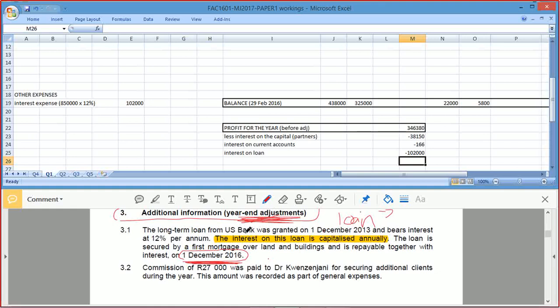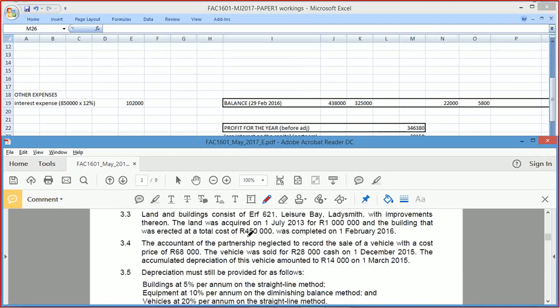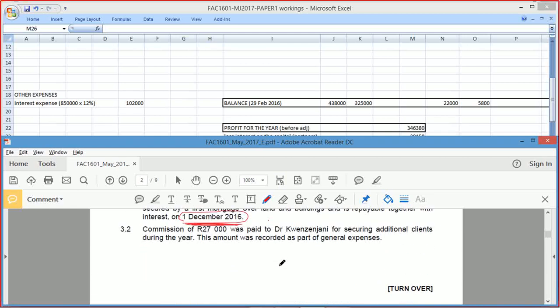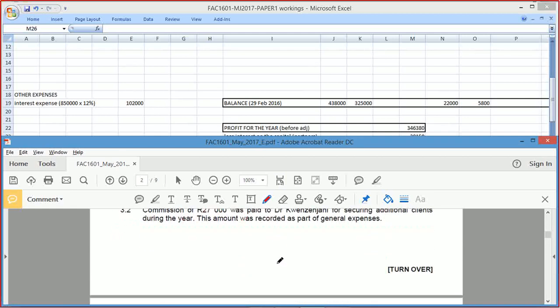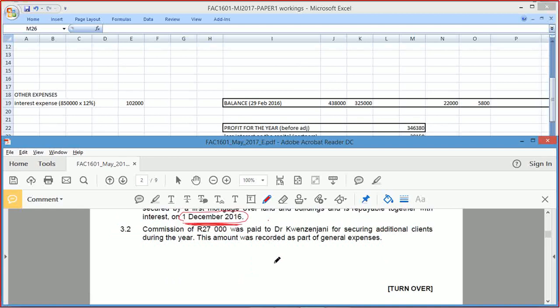Okay, what else do we have next? 3.2. Commission of 27,000 was paid to Dr. K for securing additional clients during the year. This amount was recorded as part of general expenses. What am I going to do with this? So won't you, because it's recorded as general expenses, minus it from the expenses and then put it into the statement of financial position and statement of changes in equity?